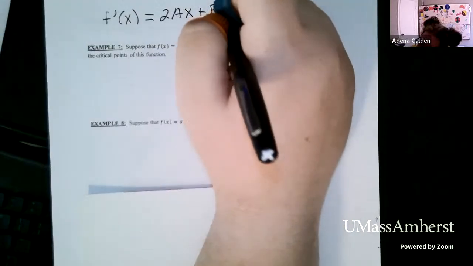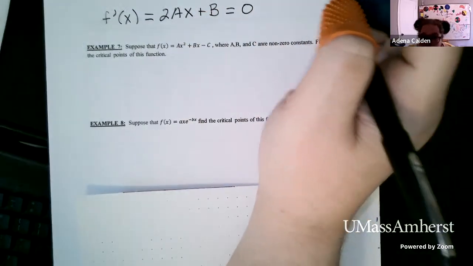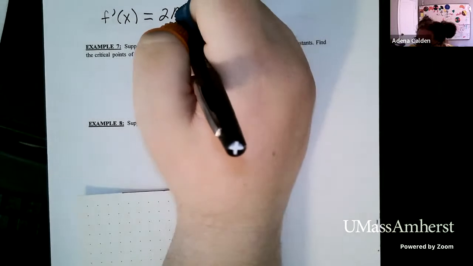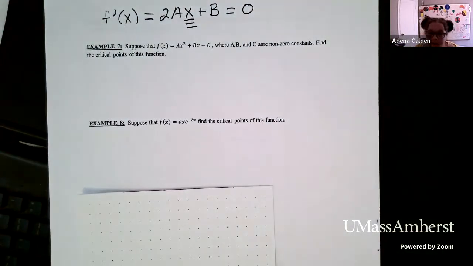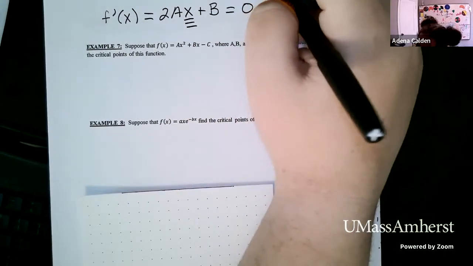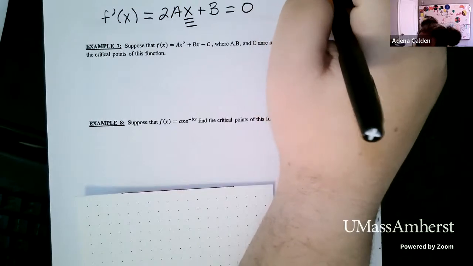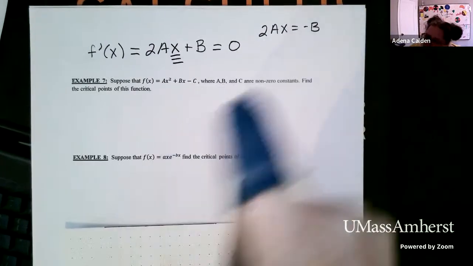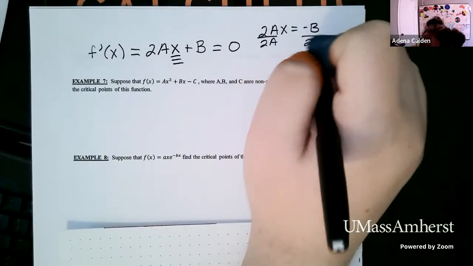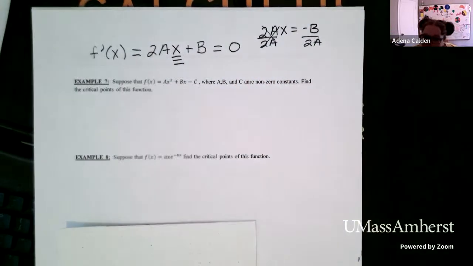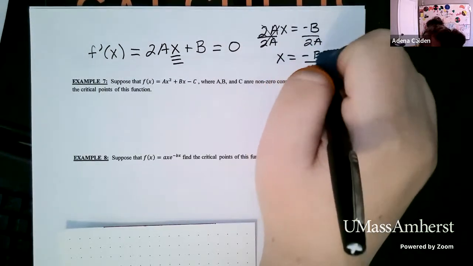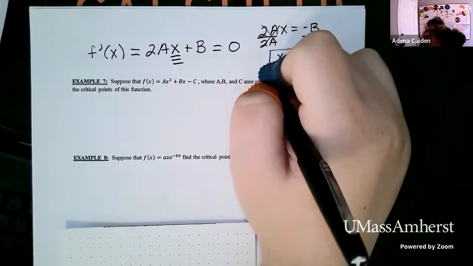So when we're talking about critical points, we want to know when does the first derivative equal 0? And what's really important here is that we remember what the variable is. The variable here is x. So that's what we're trying to solve for, right? So we can subtract the b over to the other side. We have 2ax equals negative b. We divide both sides by 2a. We get a 1 on the left, 2a over 2a is 1. And so we get x equals negative b over 2a.